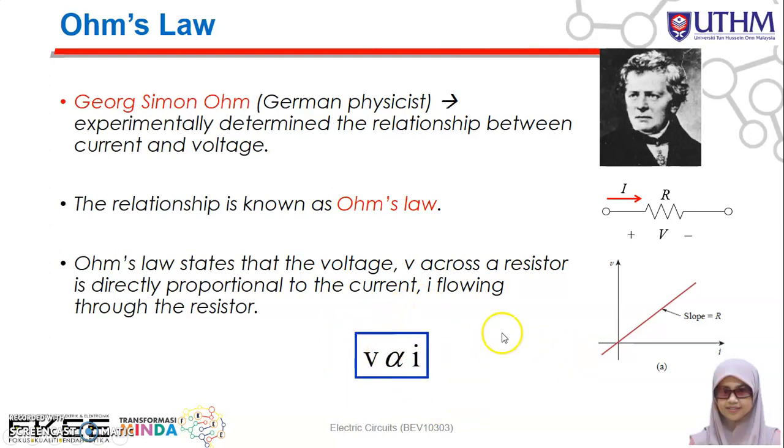This relationship can be represented by this graph. From here you can see that V and I are represented by a straight line. The straight line has a slope, and the slope is equal to R. So the relationship is linear. That's why only a linear resistor obeys Ohm's law, but a non-linear resistor does not obey Ohm's law.